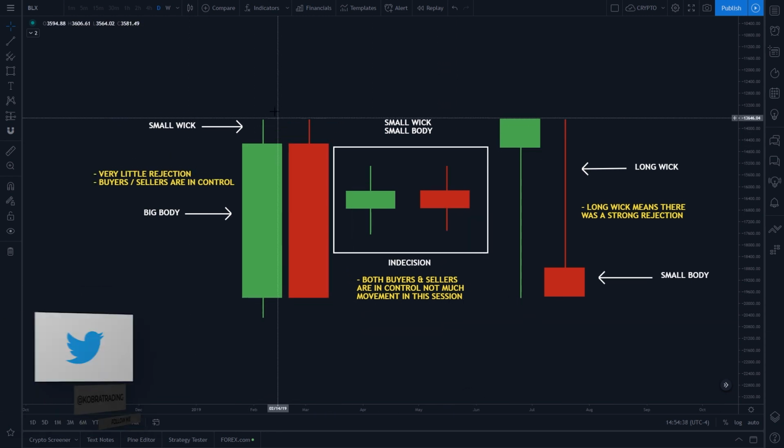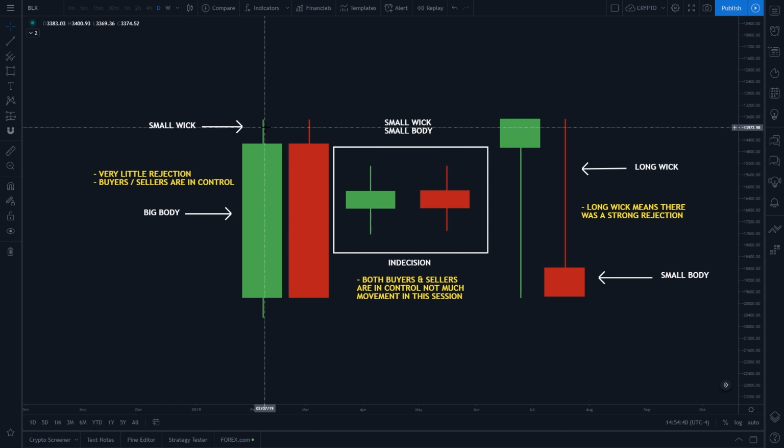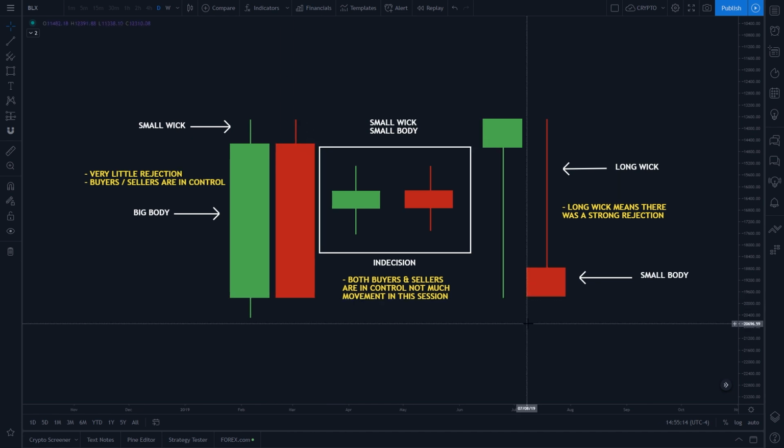There's very little rejection when the wicks are really small, right? That means that there's a lot of buyers and sellers in control here, and you get a really big candle body. Now, a long wick means that there's a very strong rejection or very strong support in one way or the other. So this wick is coming to the bottom, right? That means that the sellers were trying to push it down, and there was so much buying pressure here that they just couldn't do it. The buyers bought all of it up, and it ended up closing higher.